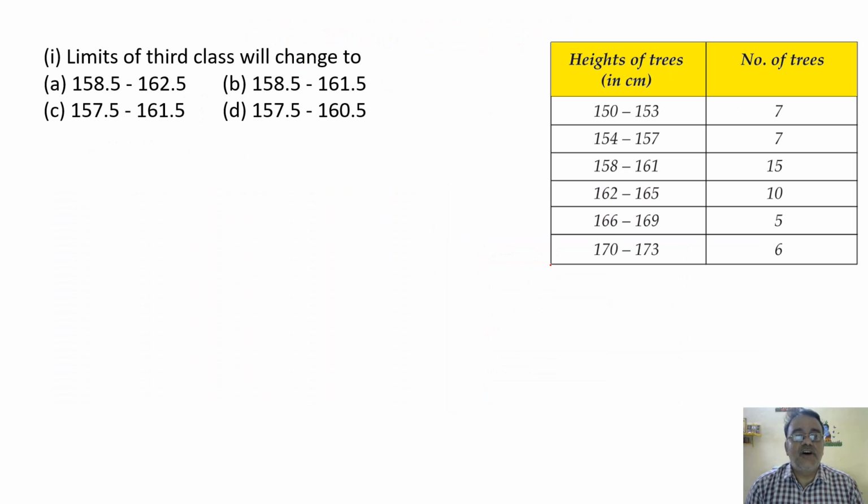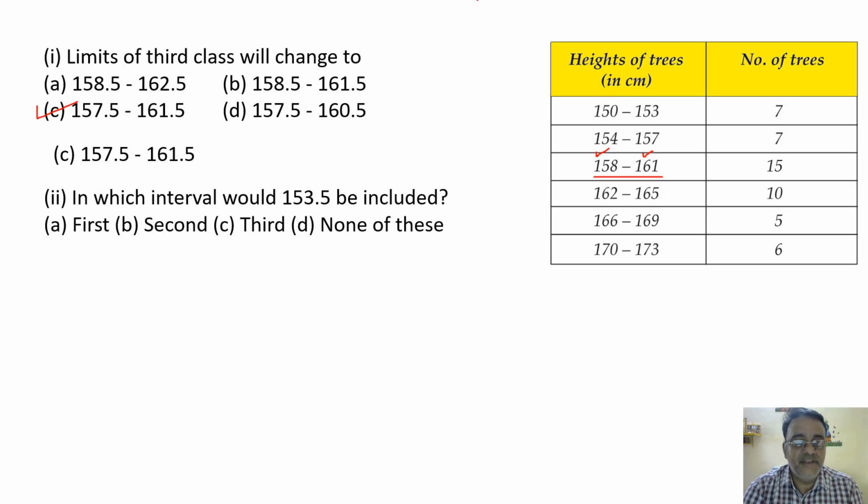Right, limits of third class. देखो third class ये है. मैंने कहा कि लोअर लिमिट में 0.5 माइनस करना है और अपर लिमिट में 0.5 ऐड करना है. तो ये हो जाएगा 157.5 and this will become 161.5 and the correct option is option C. Okay, now we are moving toward the second question. In which interval would 153.5 be included?